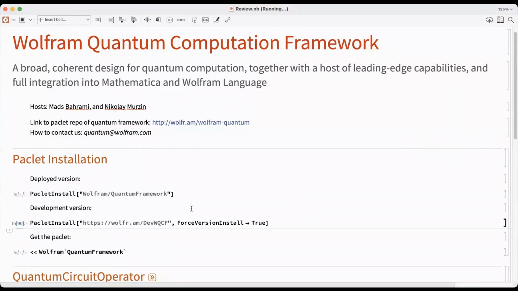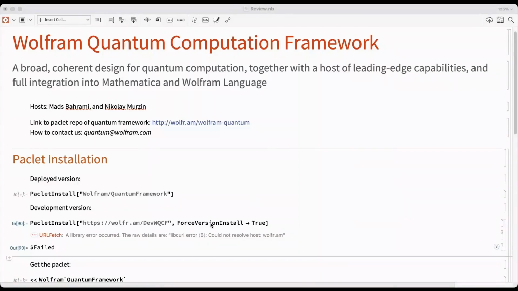So I'm just going to bravely evaluate this cell, which is for the paclet installation. Hmm, it should be faster. It depends on my internet connection, and the platform that we are using for the presentation is taking a lot.